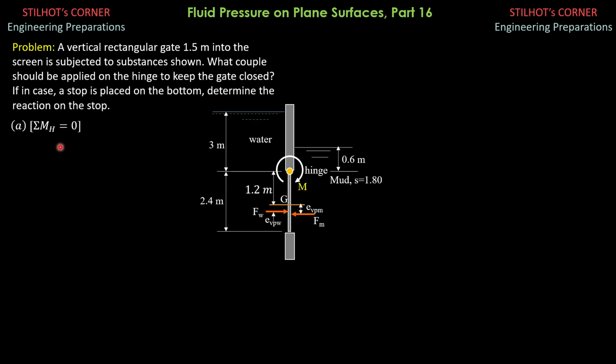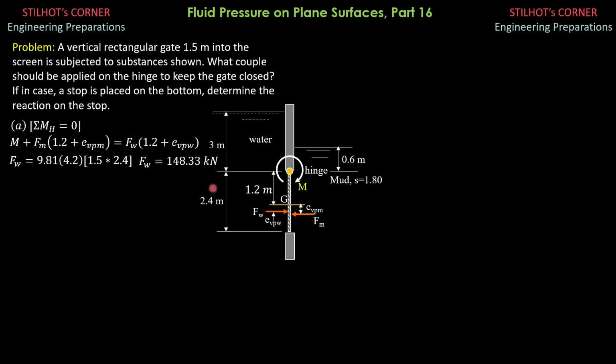So summation of moment about the hinge equals 0, clockwise positive, so we have M plus F_M times quantity 1.2 plus e_VPM equals F_W times quantity 1.2 plus e_VPW. So F water is 9.81 times h_G of 4.2 times area 1.5 by 2.4. So F due to water is 148.33 kilonewtons.